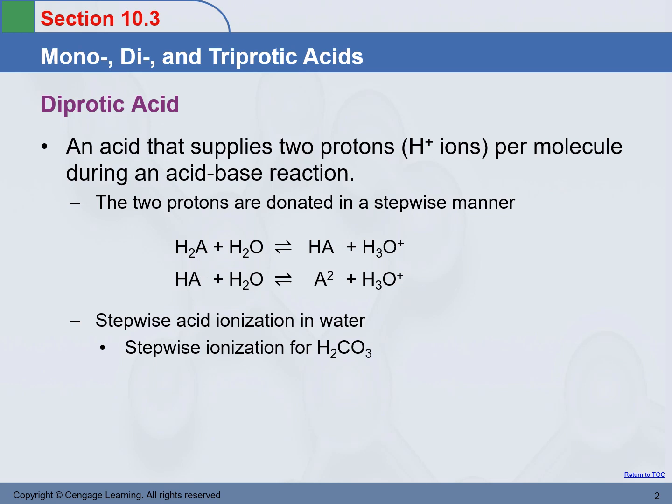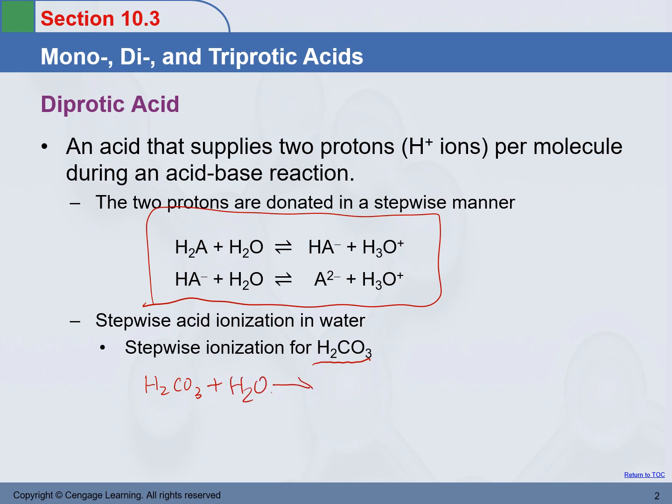So in light of this, we're going to write out the 2 steps for carbonic acid. All right, so we start from the beginning. Carbonic acid in water. A proton will be transferred from the carbonic acid to water. You're going to produce hydronium ion. Water accepting a proton becomes hydronium ion. Carbonic acid, after donating a proton, becomes its conjugate base.